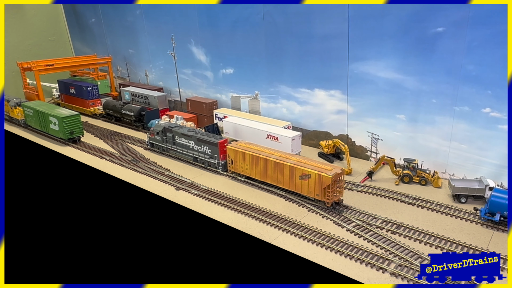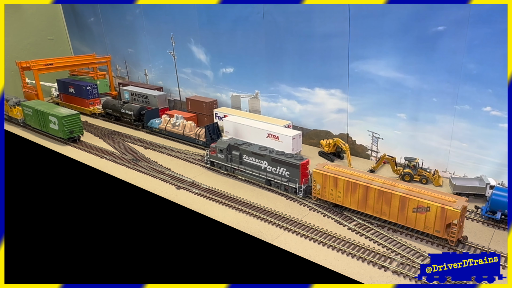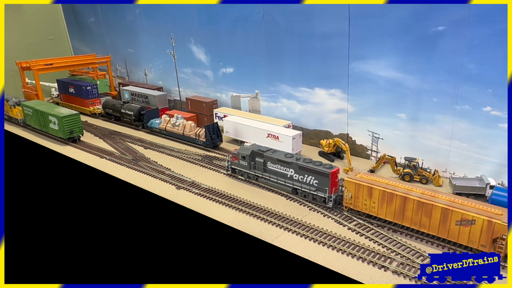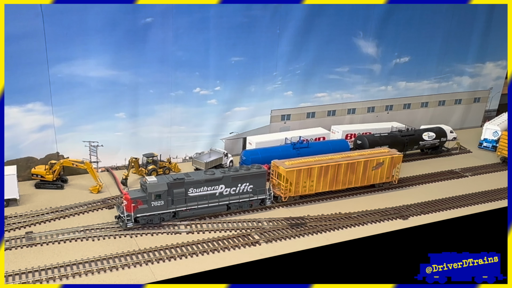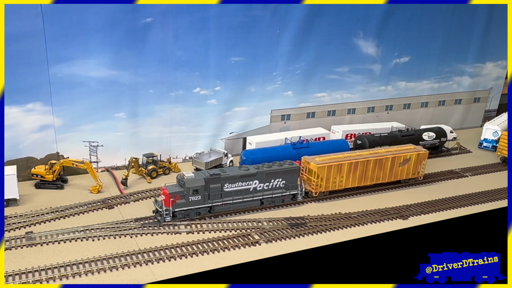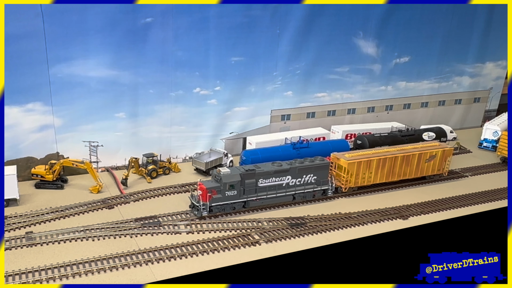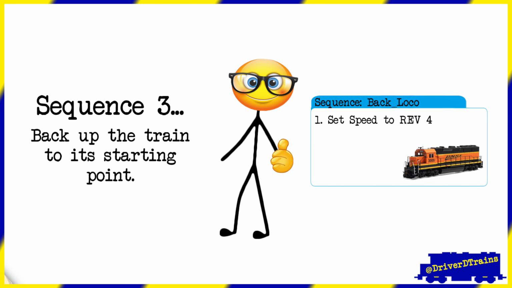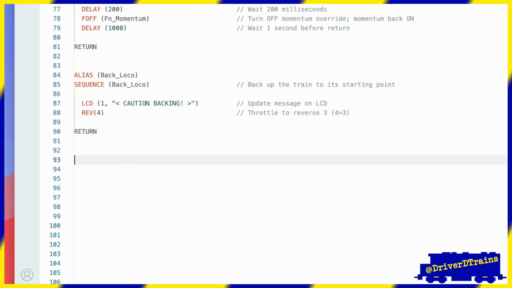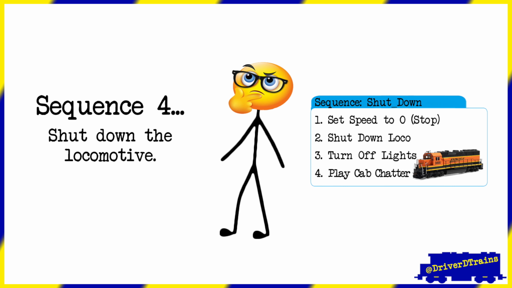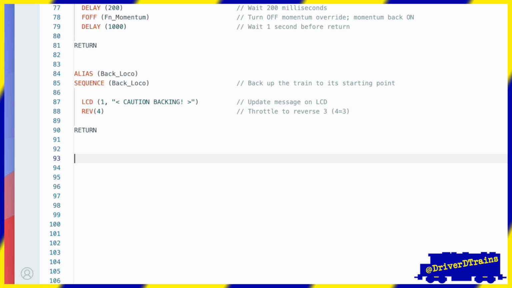All right, that came back about half the distance. Let's try backing up for 60 seconds. That's pretty good. We're almost there. We can fine-tune it by adding a couple more seconds each time we test it out until it's just right. Okay, let's move on to our final sequence. Sequence 4. Shut down the locomotive. Our last sequence will shut down the locomotive.